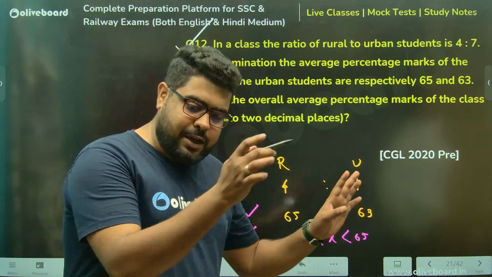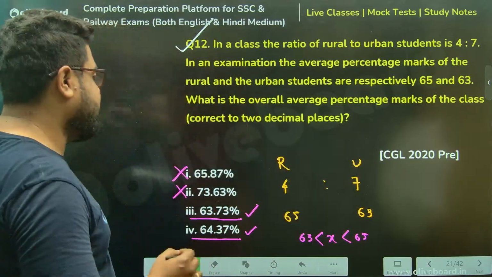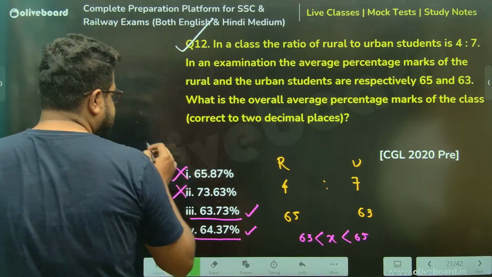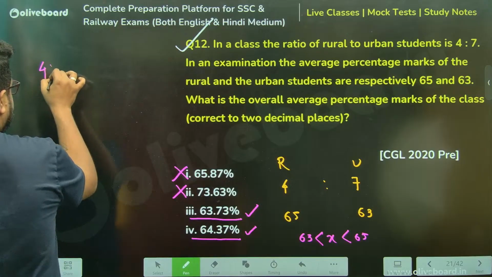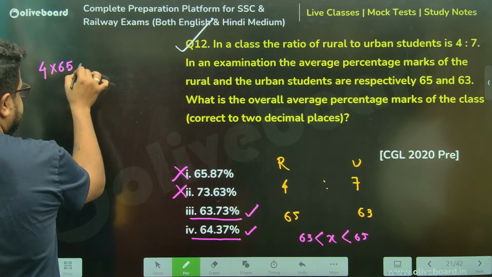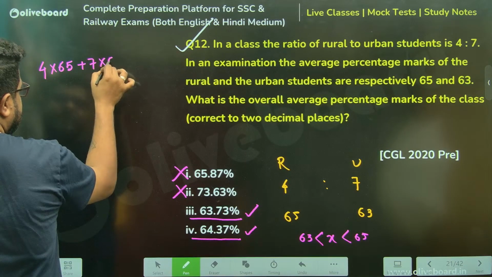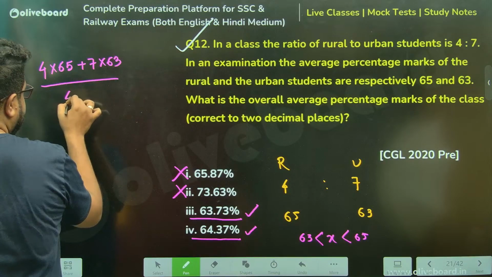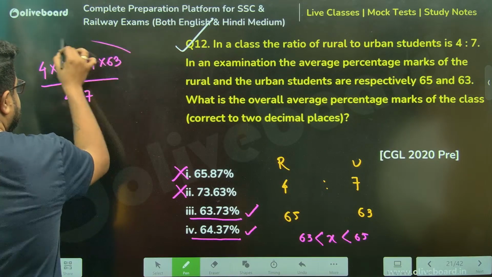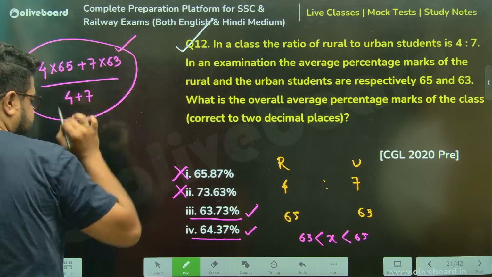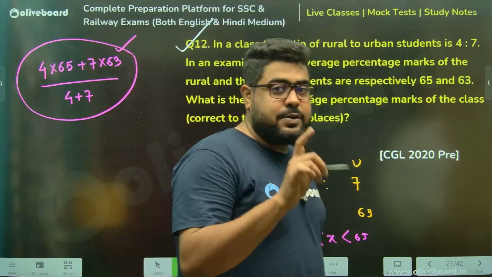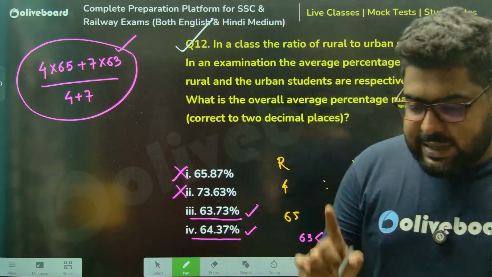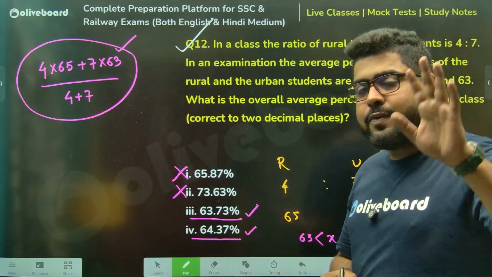Again, I'll show you another method, but first let me solve it, or at least show you the way. It will be 4 into 65 plus 7 into 63 divided by 4 plus 7. That will be your answer. But this calculation is not friendly, so I'll not do it like this. You see what I'll do.